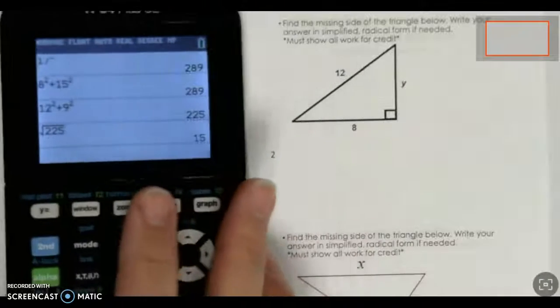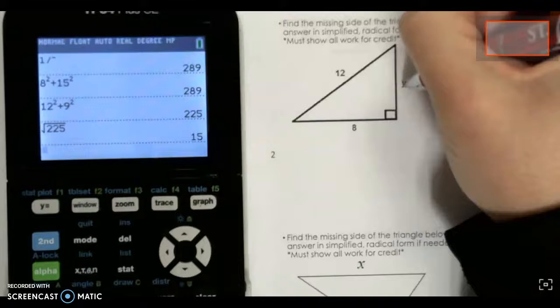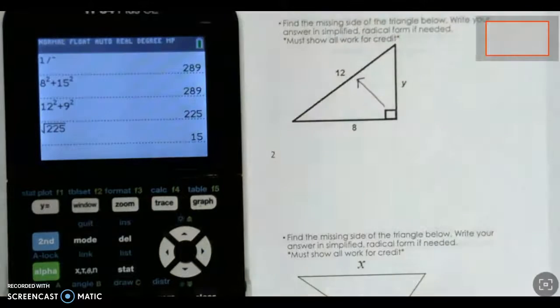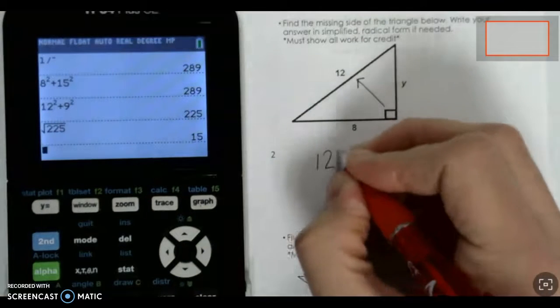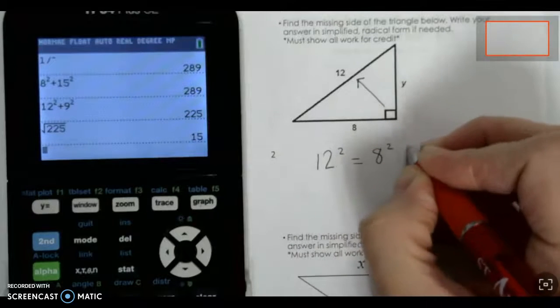Okay, let's go over to the second question. This time, instead of starting with the y or the variable, I'm going to start with the number 12 because it's across from the 90. So 12 squared is equal to 8 squared plus y squared.